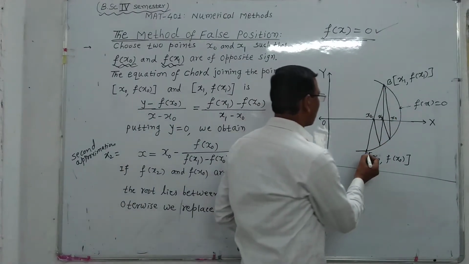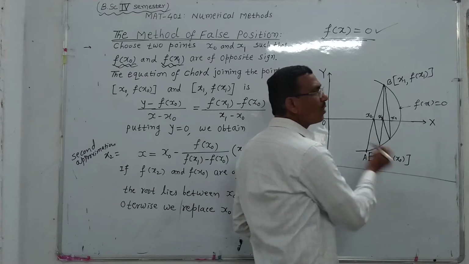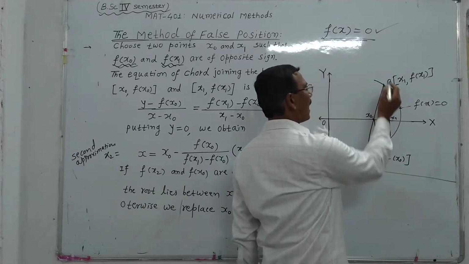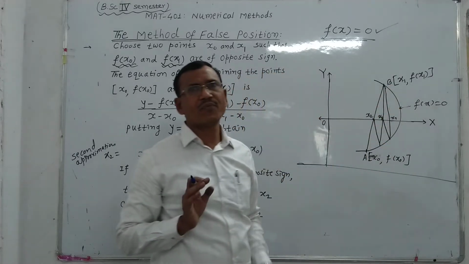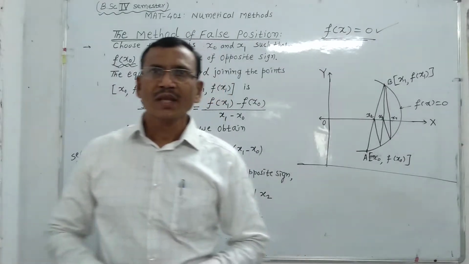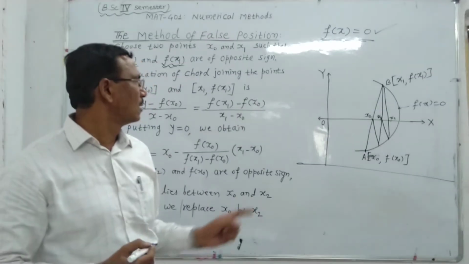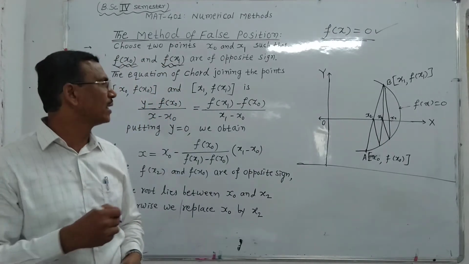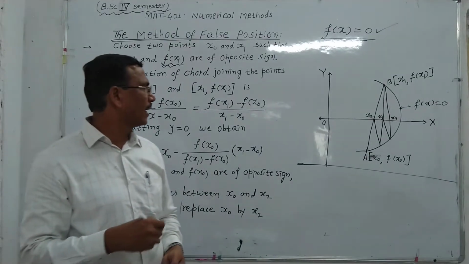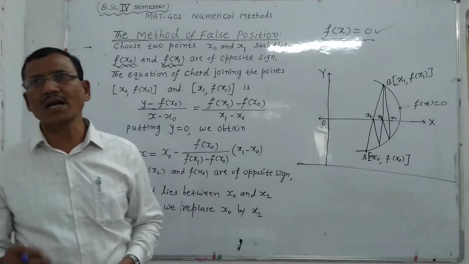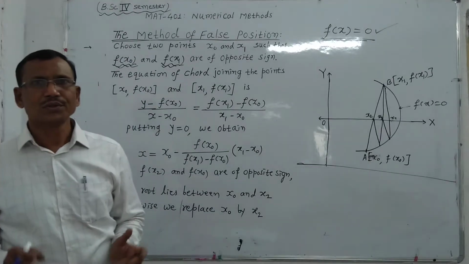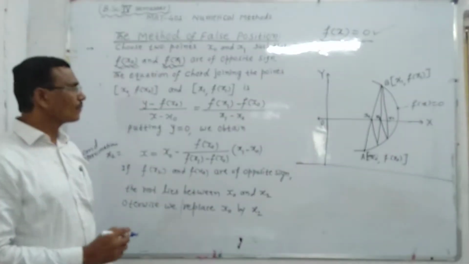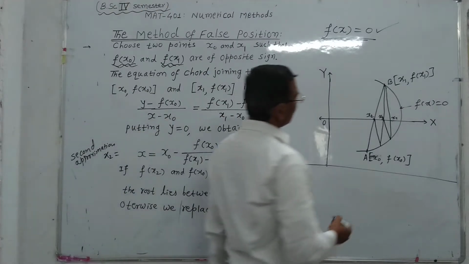We have denoted the point A as (x0, f(x0)) and B as (x1, f(x1)). Then join the chord AB. We join the points A and B, and the line AB is called a chord of this curve f(x) = 0.